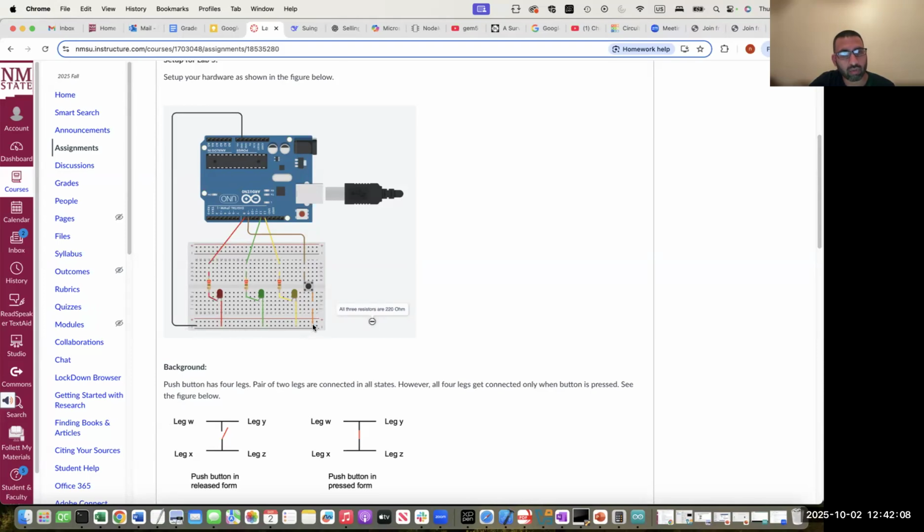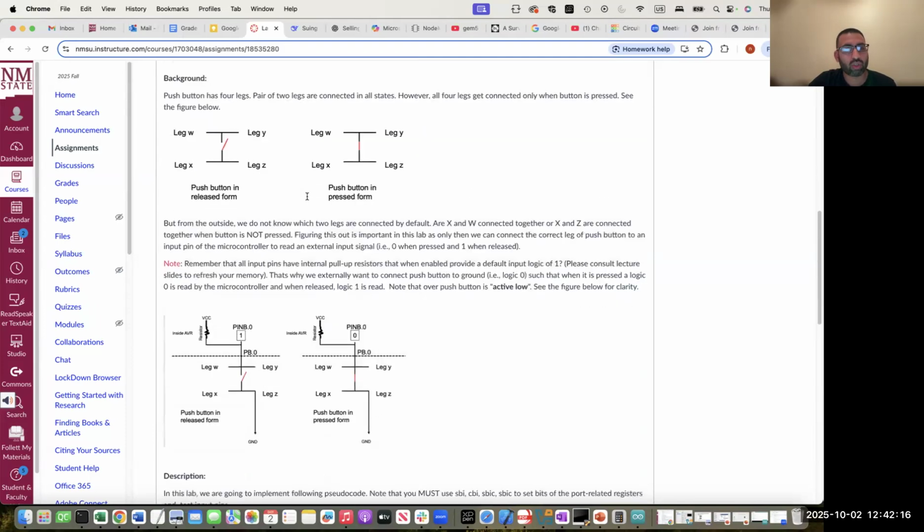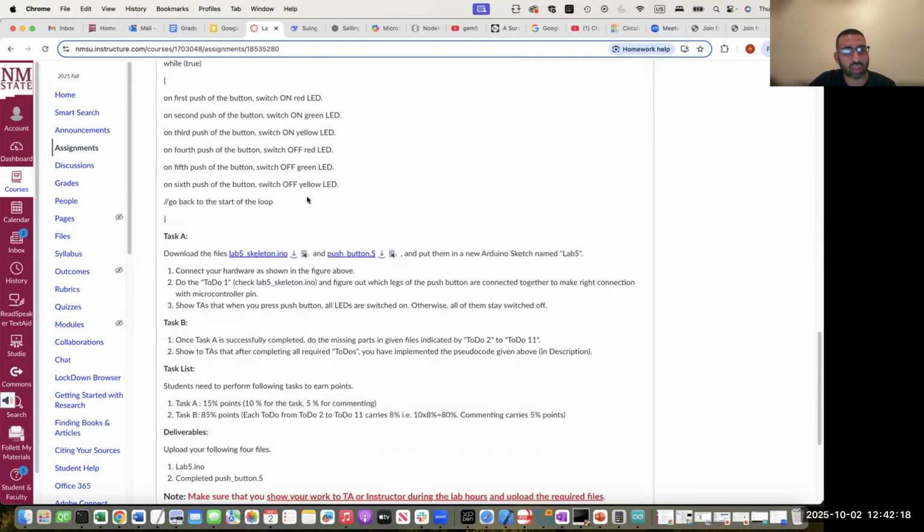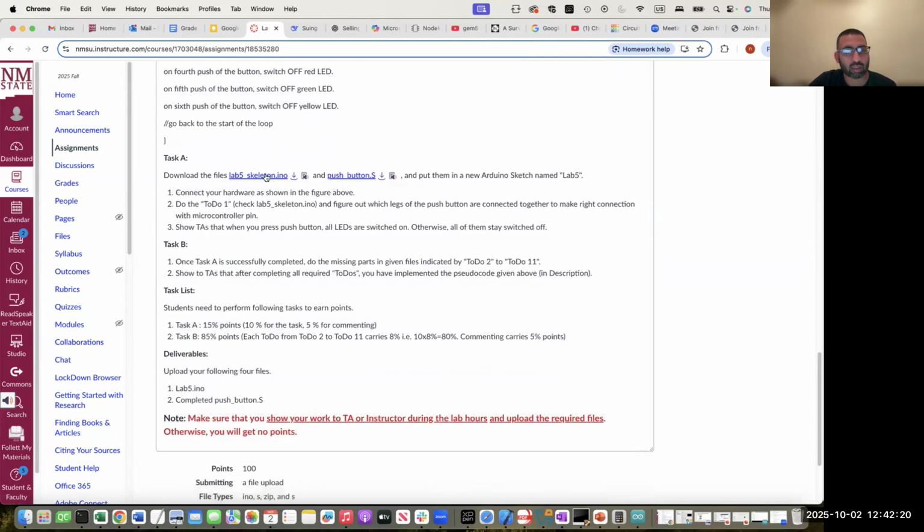Note here that it is connected with the ground, which is the same as this black line coming from the ground of the Arduino board, right? So first you need to make all those connections as shown in the figure, and once you are done with that, just download these two files and put them in a new sketch, a new project of the Arduino IDE, and name it lab 5.